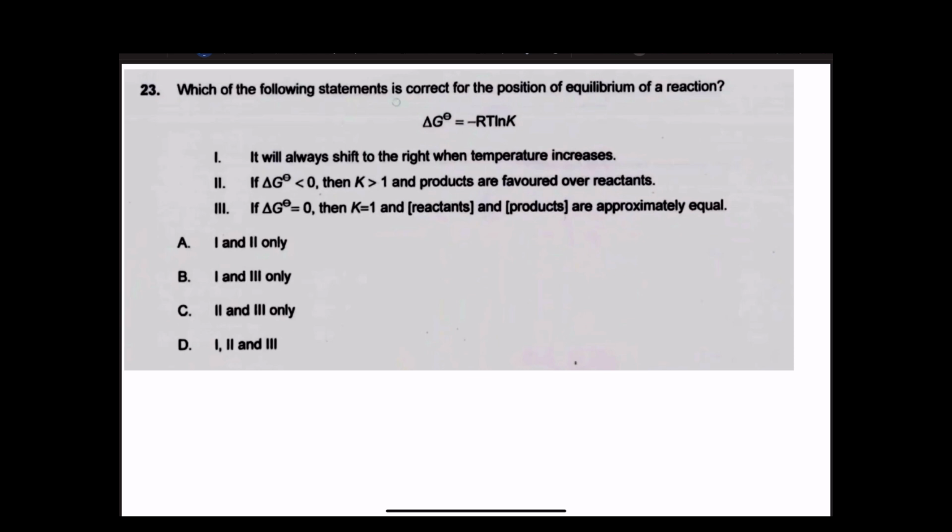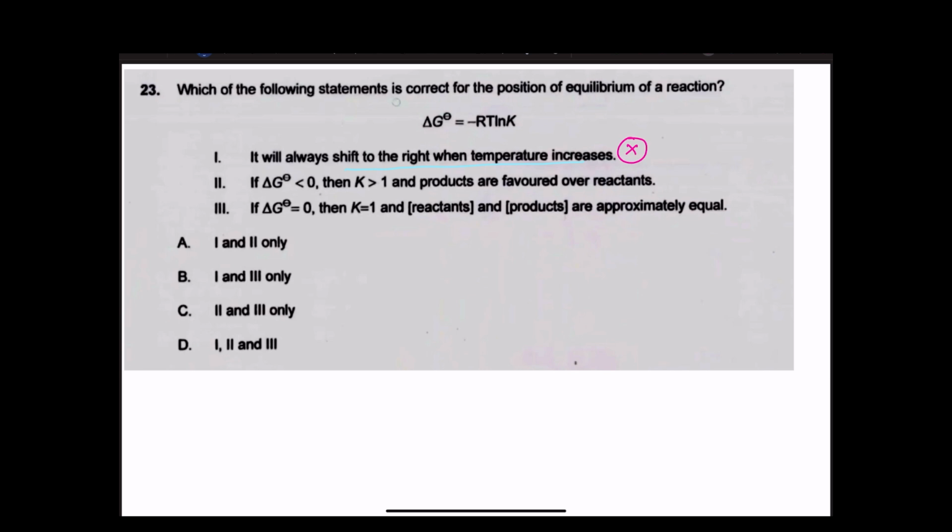So we have delta G equals minus RT ln K. We have to find out which statements are correct for the position of equilibrium. So it will always shift to the right when temperature increases. This statement is wrong because the equilibrium will shift to the left or right depending on whether the reaction is endothermic or exothermic, right? And this relation delta G equals minus RT ln K is valid for both types of reactions. So the first one we cannot say is true, so I can cancel it out.